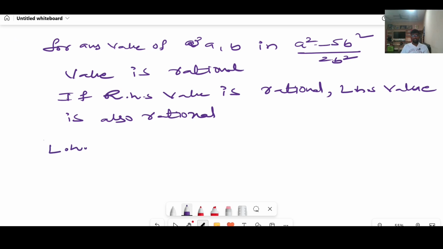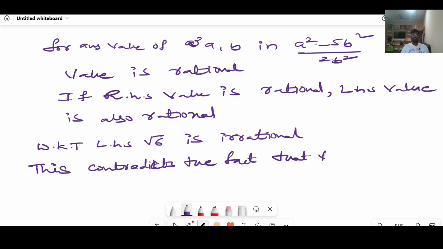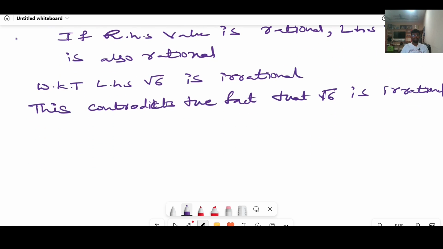But we know that the LHS root 6 is irrational. This contradicts the fact that root 6 is irrational. Why has this contradiction arisen?